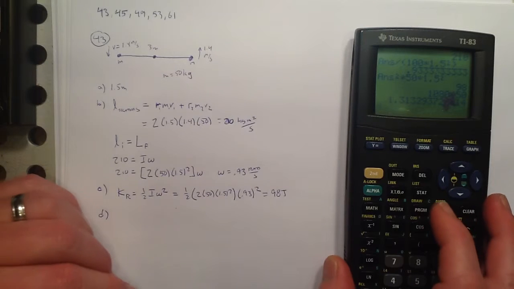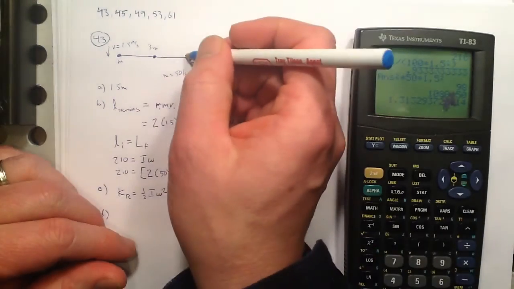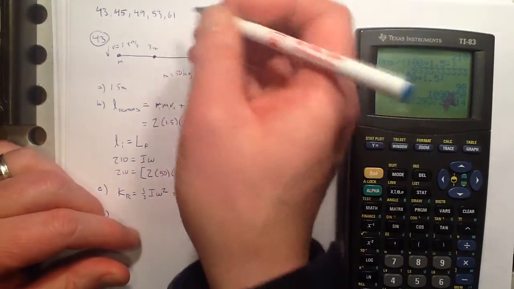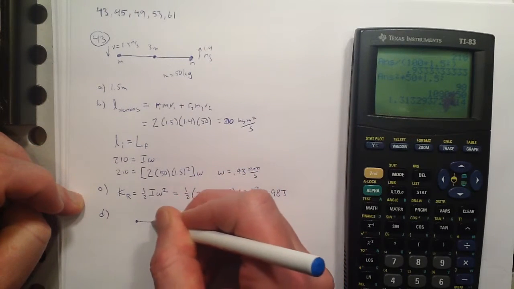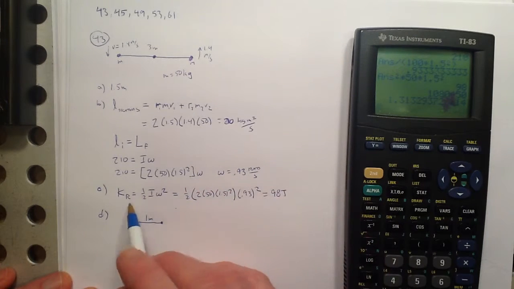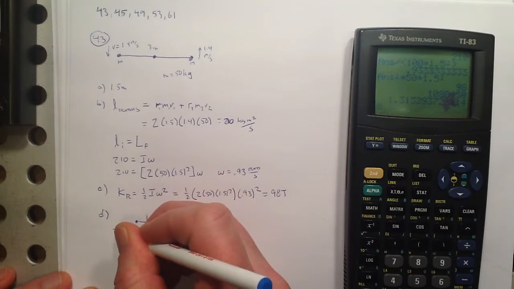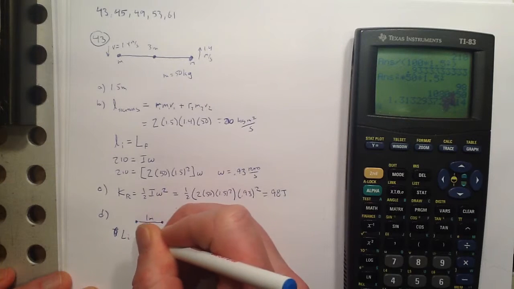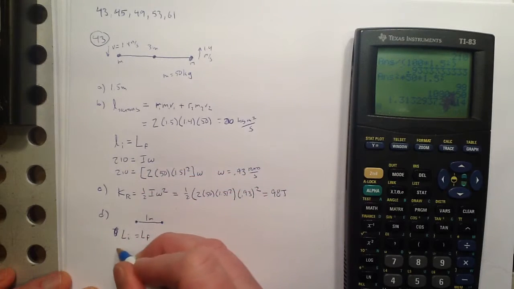Part D. What's their angular speed now? They're going to scoot in on the pole until they're only 1 meter apart. So now the distance between them is only 1 meter. But we know that angular momentum is conserved here, so the angular momentum before, which I found to be 210, is equal to the angular momentum after.